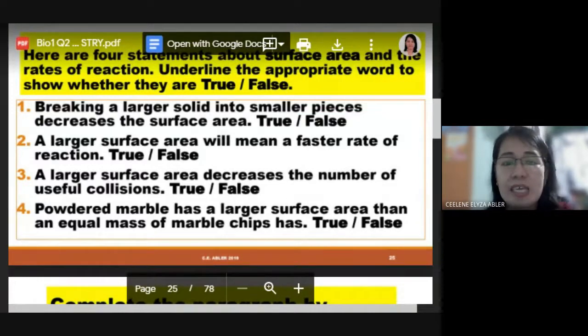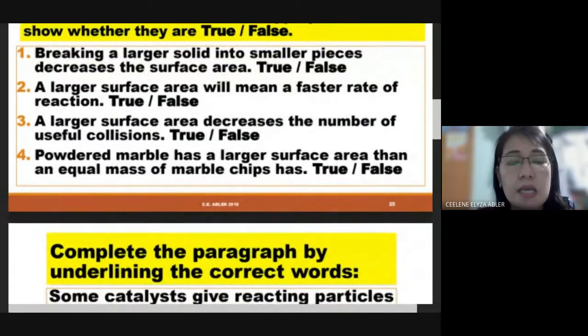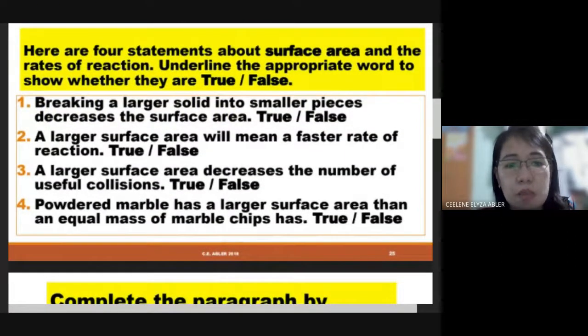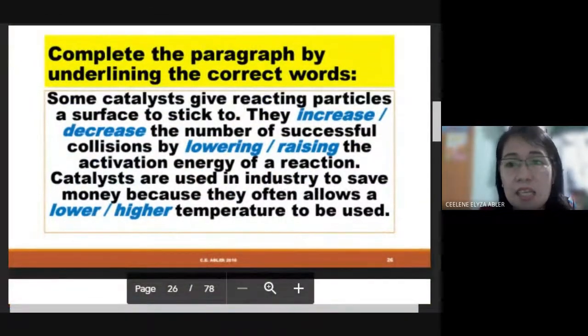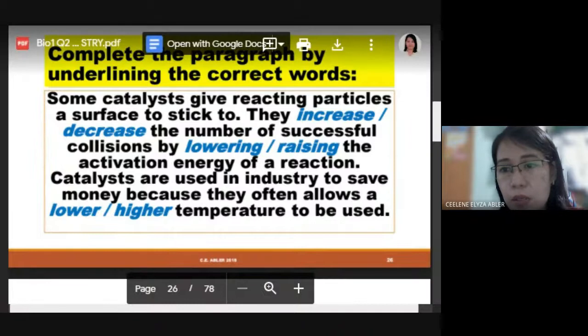So the word that should be changed for this one is actually "decreases". Alright? So you have that there. Next one. We will not include number 4 because that is already an inorganic material. Okay, let's have the last one, the Q&A.